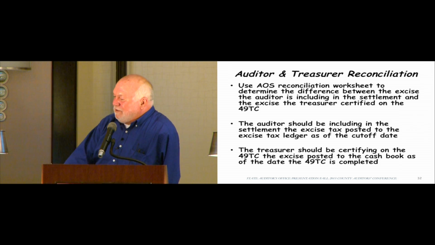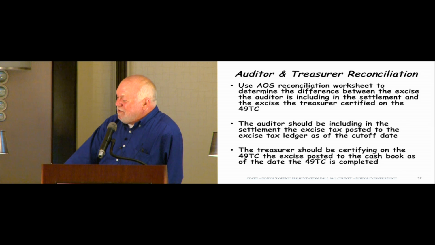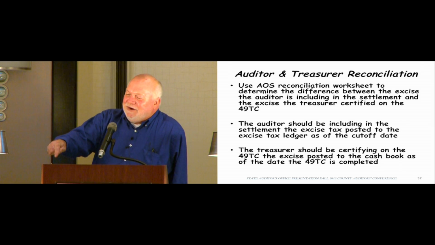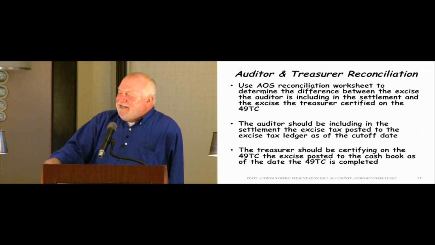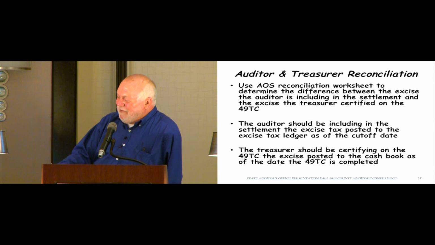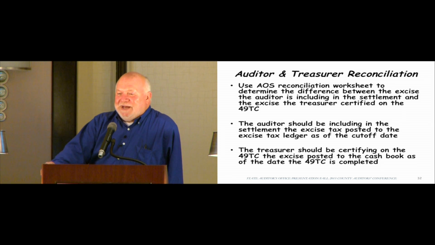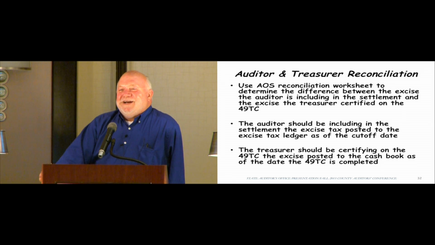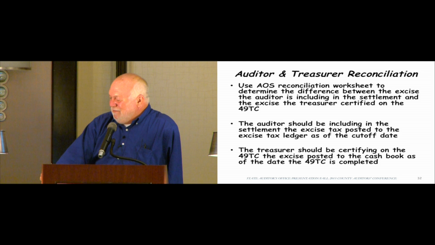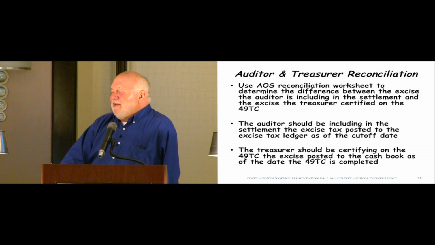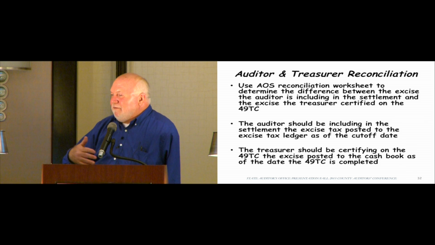What we want the treasurer certifying is what was on the cash book the day they did the certification. So if they did the certification on November the 20th, then we want what was on the cash book on November 20th. And some want to make it more difficult than that. I don't know why, because you should be able to reconcile back to whatever date it is.